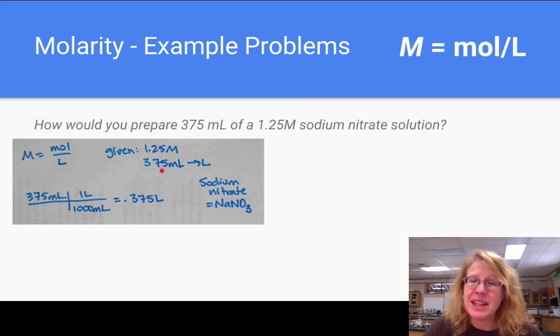I'm given that the volume is 375, so I'm going to have to convert that to liters. So there it is. And then the last thing I'm going to need here is, because I'm going to be given moles, I do need to know what my formula is. So yeah, you're going to have to go back and review your names and formulas and your polyatomics and that kind of stuff.